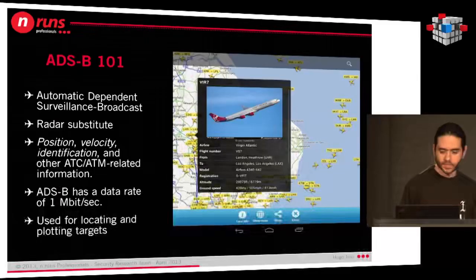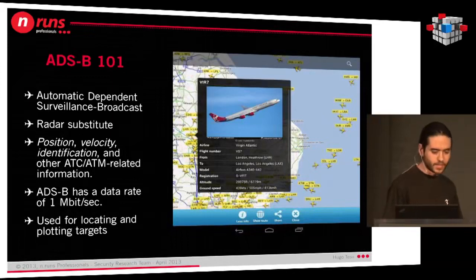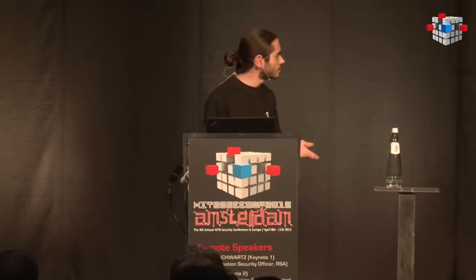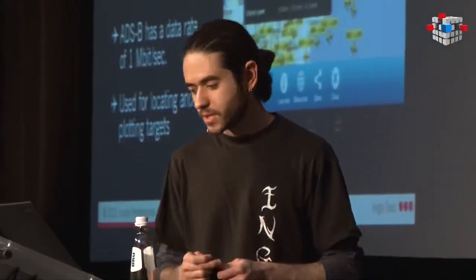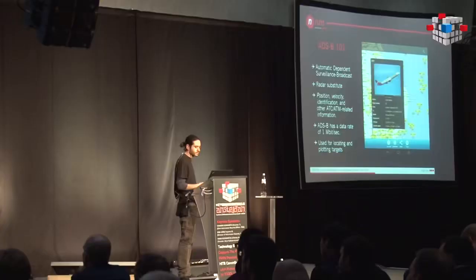So let's start with a brief introduction to ADS-B, though I recently published a small post on that. ADS-B stands for Automatic Dependent Surveillance-Broadcast. It's a kind of radar substitute that is being deployed right now all around the world, and it gives information such as position, velocity, speed, and identification to air traffic control and management on the ground. ADS-B has a data rate of approximately 1 megabit per second, and we will be using that in order to locate and plot targets on a map.